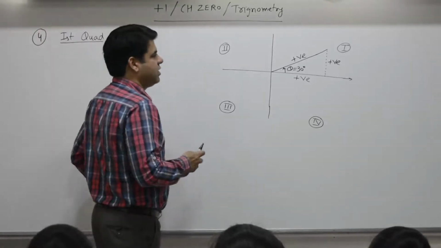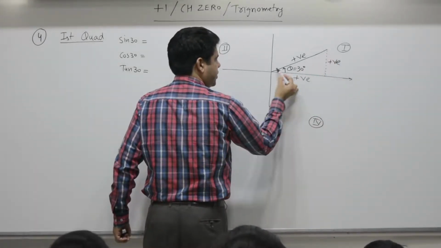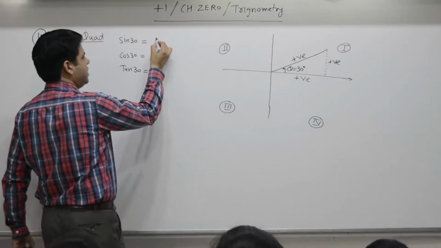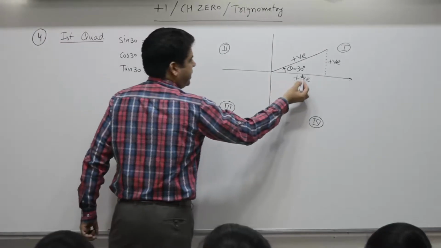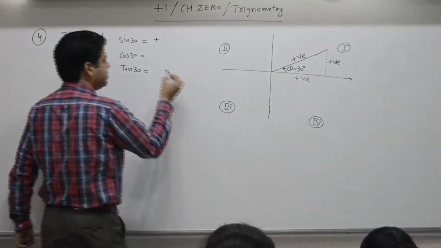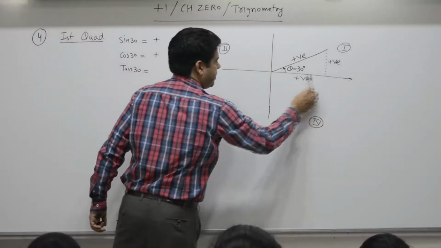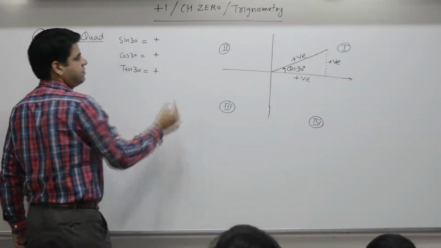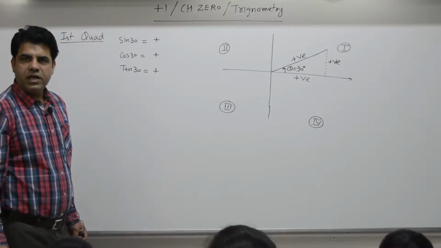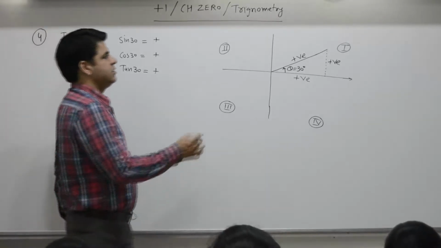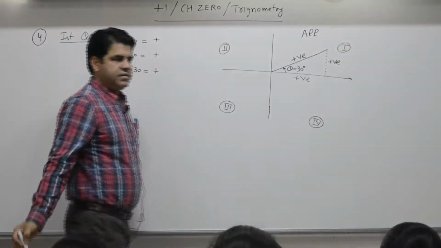Sine angle is what? Perpendicular by hypotenuse. Positive by positive will come out what? Positive. Cos, base by hypotenuse, positive. Tangent, perpendicular by base, positive by positive is positive. That is why in the first quadrant, be it sine, cos, tangent, all are positive. All.